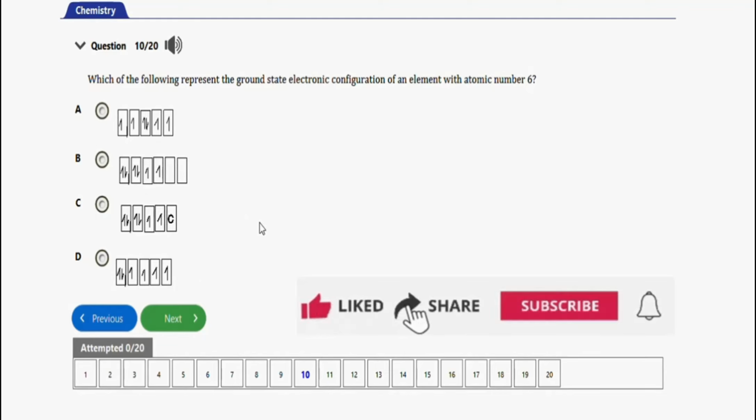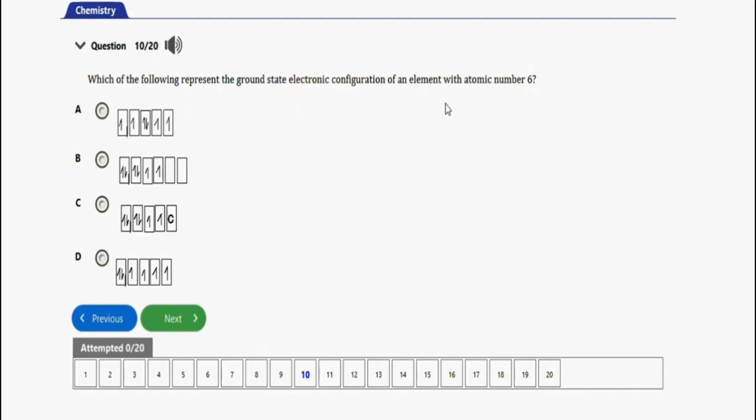Next question will be this one. This question says, which of the following represents the ground state electron configuration of an element with atomic number 6? So this is carbon. Basically, it has atomic number 6. So if I'm representing this in orbitals, the right option will be option C. Yeah, so option C will be the right option to this question. Very important, guys, in case it gets repeated.